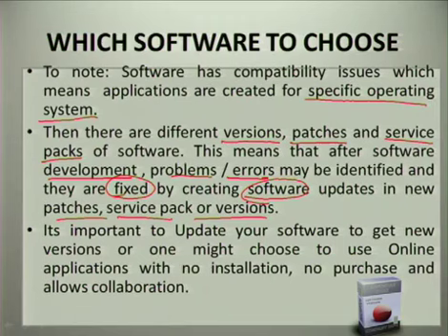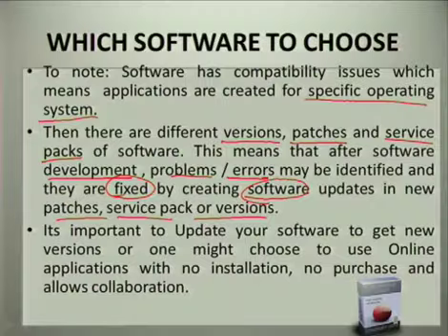They say it's important to update your software to get new versions. By updating your software, you get an updated version where the problems or errors you had before would have been fixed. Now, one might choose some online applications. When you use online applications, you don't have to worry about upgrading or updating the software, and you don't have to worry about installation, because the software that you get online would be updated, and you can just use it by downloading the software and using it on your computer.